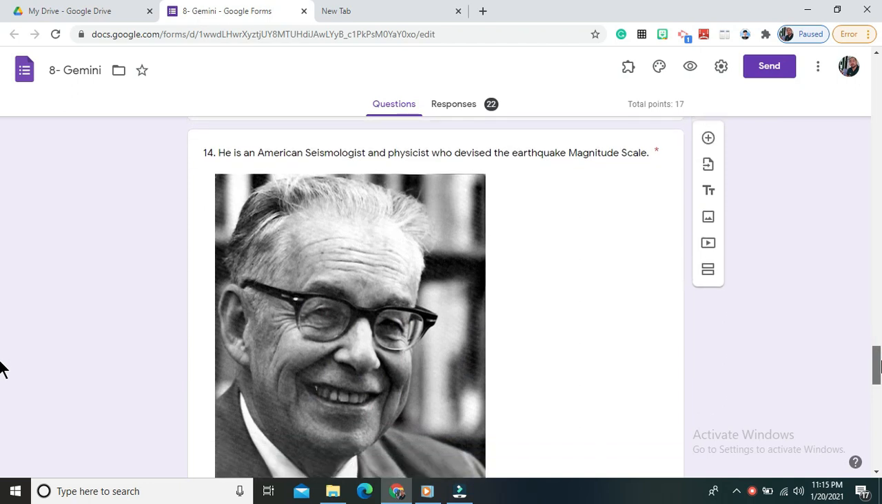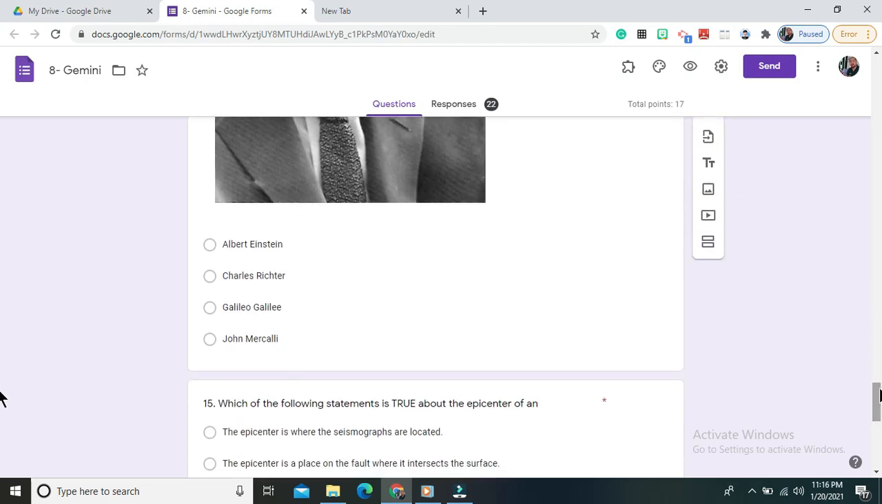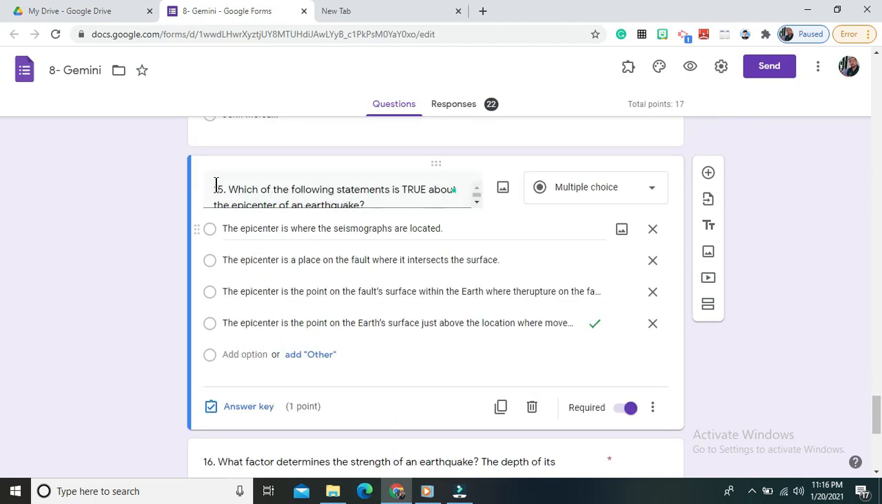Question number 14. He is an American seismologist and physicist who devised the earthquake magnitude scale. The correct answer is Charles Richter. Question number 15. Which of the following statements is true about the epicenter of an earthquake? The correct answer is the epicenter is the point on the Earth's surface just above the location where movements happen.